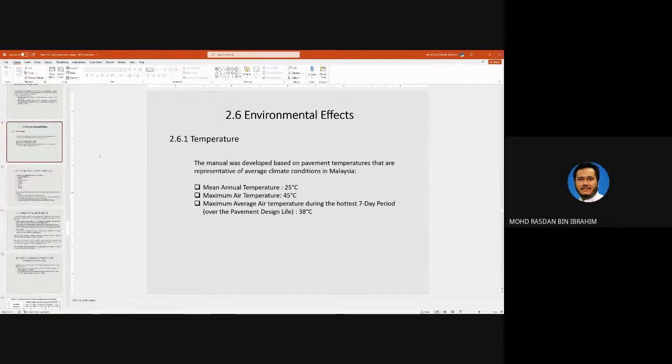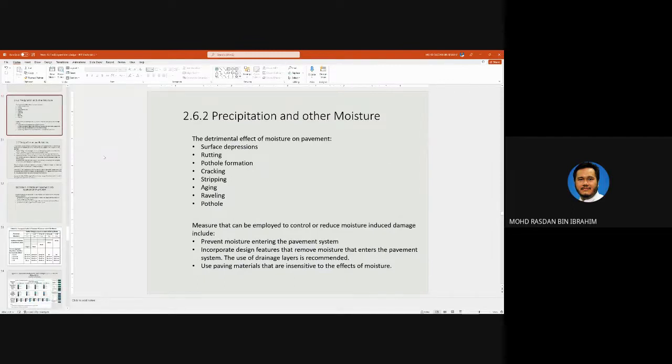Temperature, this one as already mentioned just now, is the mean annual temperature. This is air temperature, not pavement temperature. If you are asked about pavement temperature, it's not going to be 45. It's going to be in Malaysia around 60 plus. So this is the mean air temperature and also maximum air temperature. These are the effect of moisture to the performance of pavement. This part we're going to cover tomorrow.